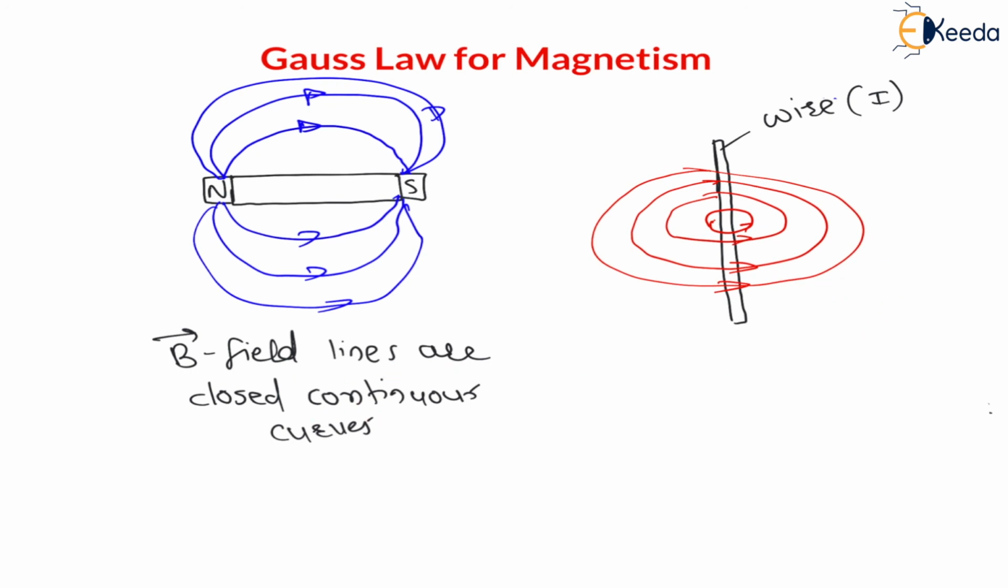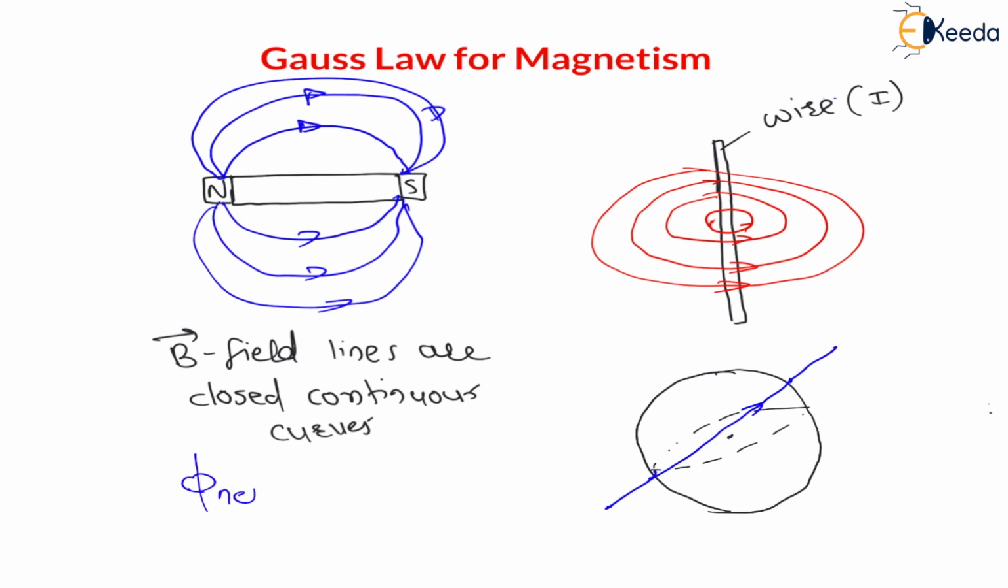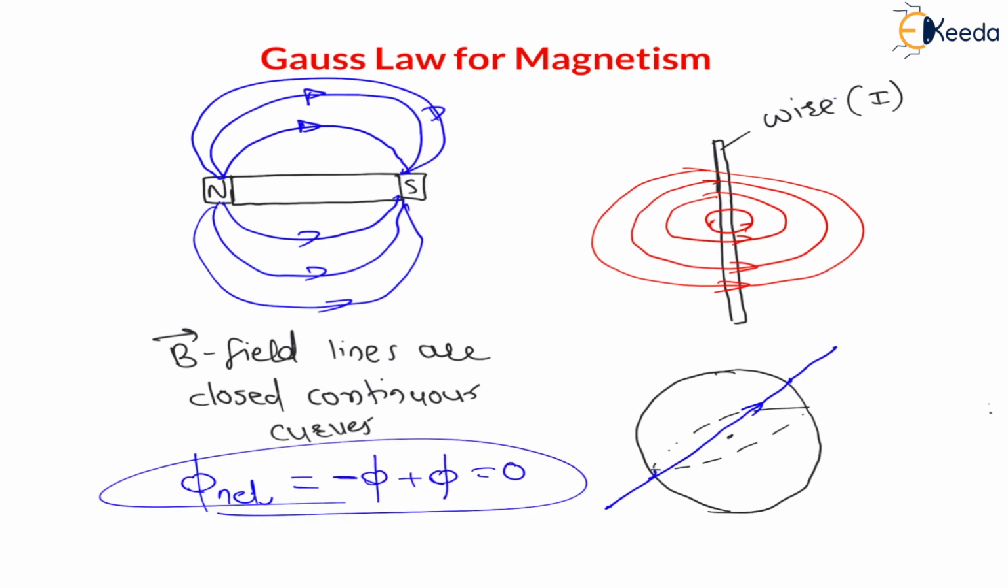So for the previous case also, for a closed surface they are closed continuous, meaning whatever lines enter through the surface, let us say if I consider a closed surface like this, the same lines will be leaving the surface, meaning the total flux is entering as well as leaving. Therefore the net flux will be zero. Total entering is minus phi, total leaving is plus phi, and the sum will be equal to 0, and this is nothing but the Gauss law of magnetism.